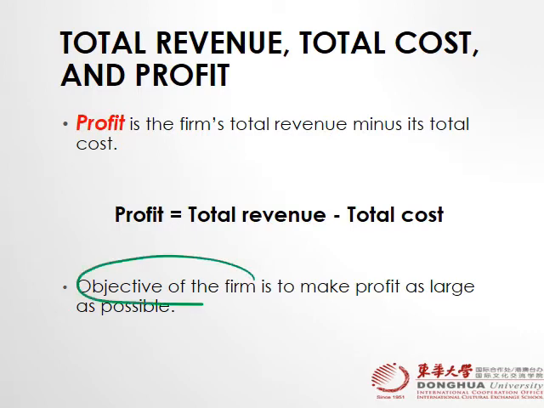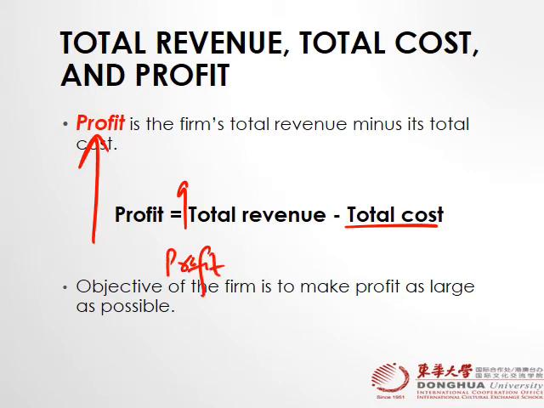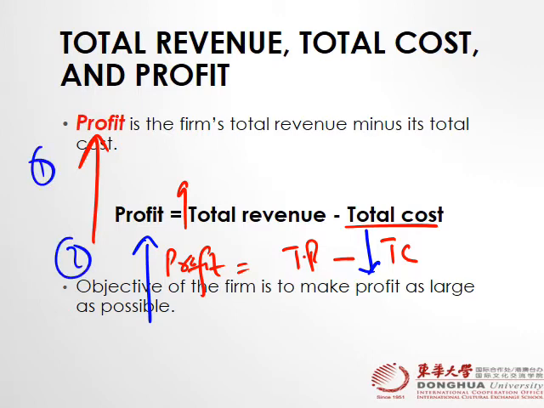So we know that the economic objective of the firm is to maximize the profit as large as possible. So there are two methods to do that. One is that we increase the total revenue, total cost stays the same, then the profit will be highest. The second one is that profit is equal to total revenue minus total cost, so we decrease our total cost and we maximize our profit. So that is our first option, that is our second option.